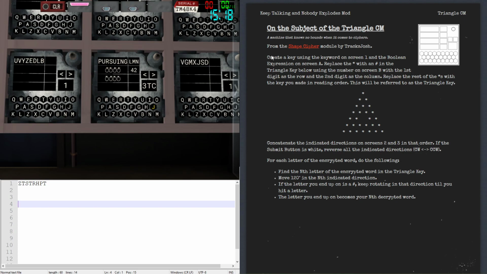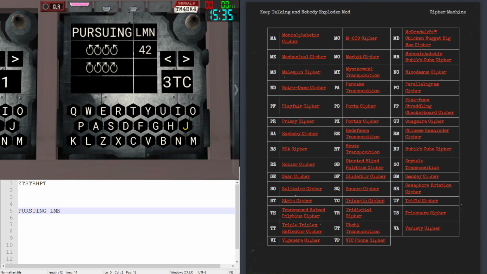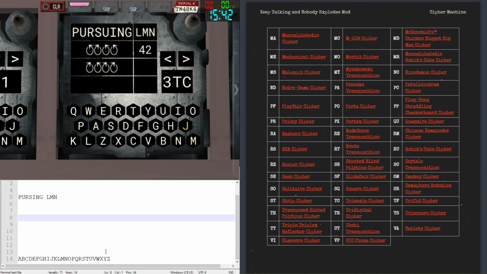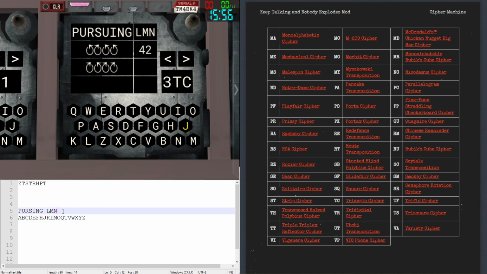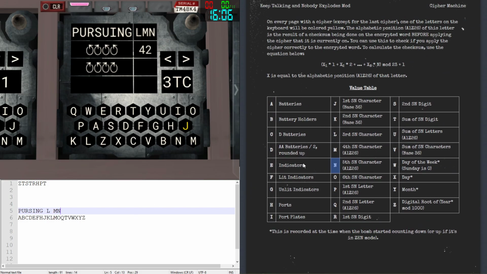First, we're going to create a key using the keyword on screen 1 and the Boolean expression on screen A. Sweet. So we have PURSUING and LMN. All we've got to do is remove all duplicates, PURSUING, grab the alphabet right over here, and then remove the letters of PURSUING. And then we need to evaluate this Boolean expression using L as the Boolean expression type. So L is this one over here. And M and N refer to the two values.